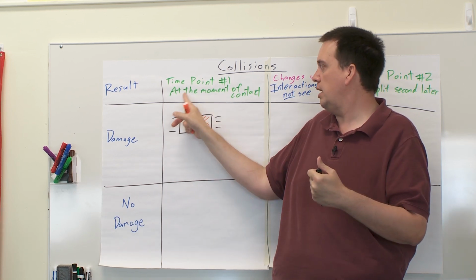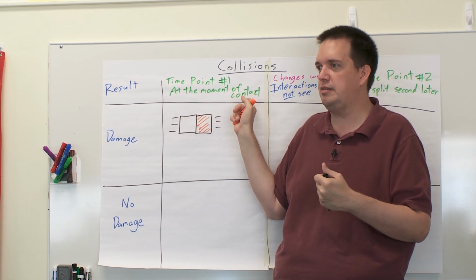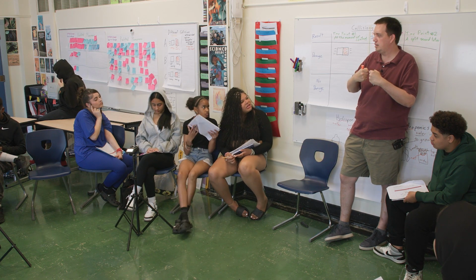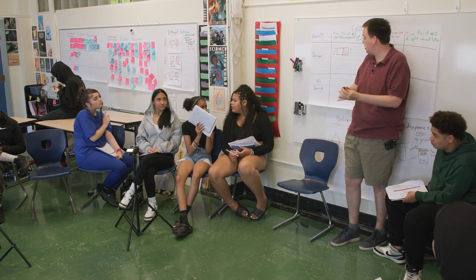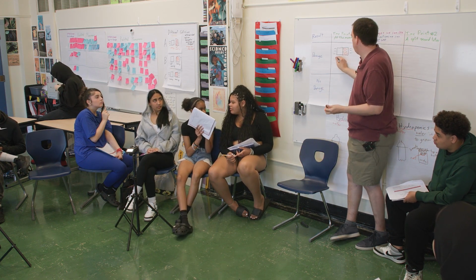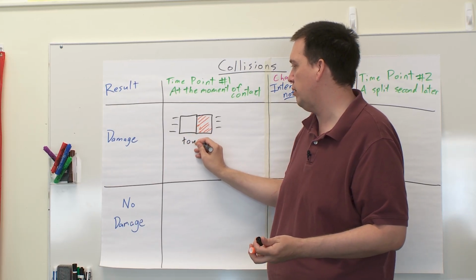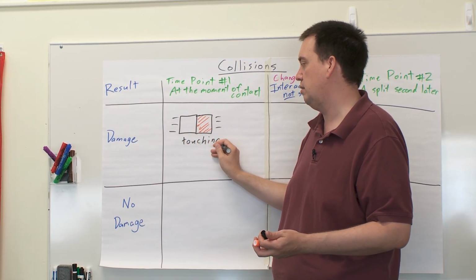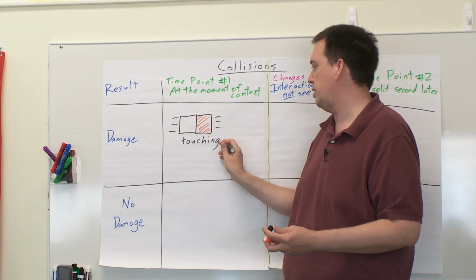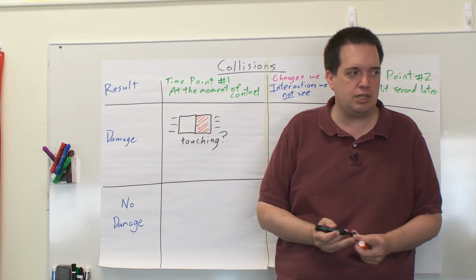In this drawing, it says at the moment of contact. What does contact mean? When you touch. When they're touching, right? So they're touching. I'm going to write down that they're touching. Do we agree that they're touching, or are we not sure? Not sure yet. I'm going to put a question mark. We think they're touching right then.